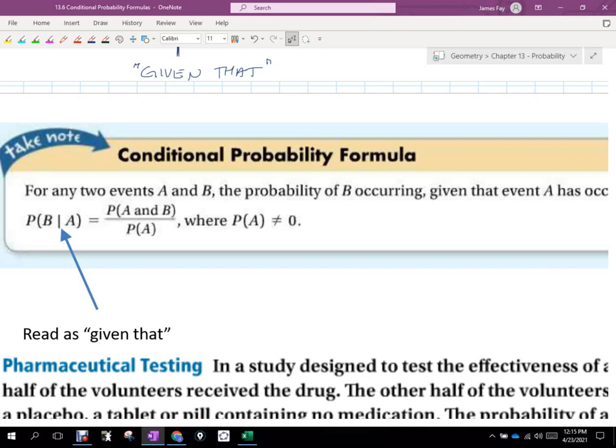It says for any two events A and B, the probability of B occurring, given that A has occurred already, can be found by this formula. It says P of B, vertical bar A. That vertical bar is read as given that. A has already occurred equals probability of A and B divided by probability of A. Does that make sense? Probability of A cannot be 0, right? Why would probability A not be allowed to be 0? Yeah, you can't divide by 0, right?